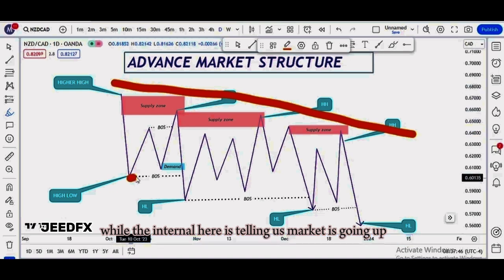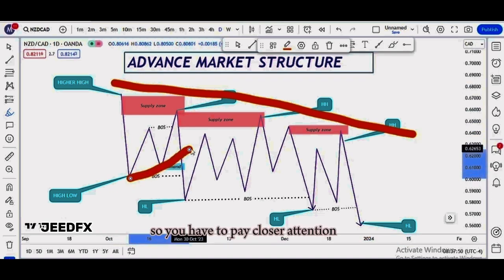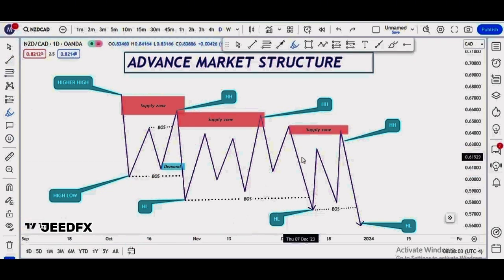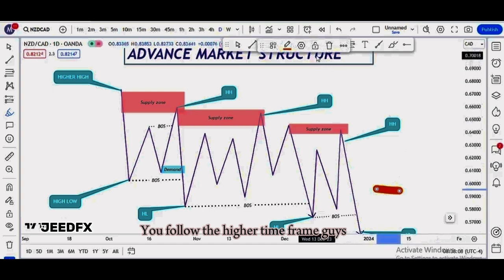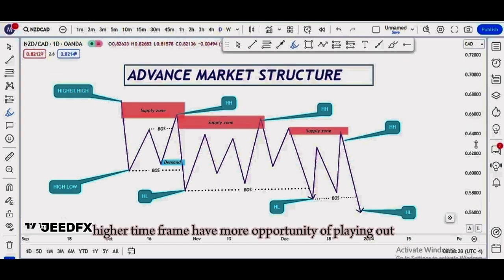While the internal here is telling us the market is going up. So you have to pay closer attention, guys. You have to know that the higher time frame is what you follow. Follow the higher time frame, guys. Higher time frame has more opportunity of playing out. You have a great opportunity by analyzing from a higher time frame.